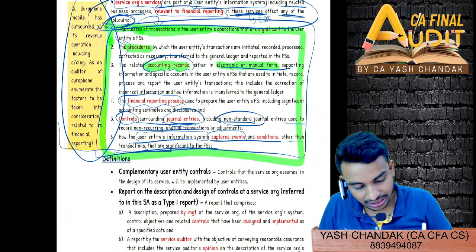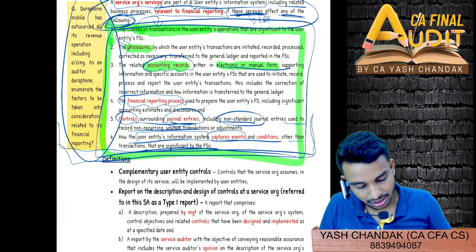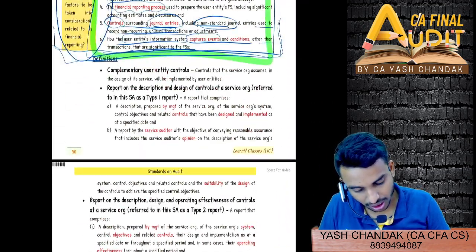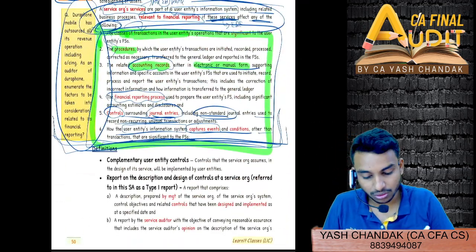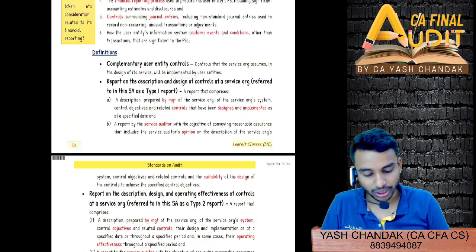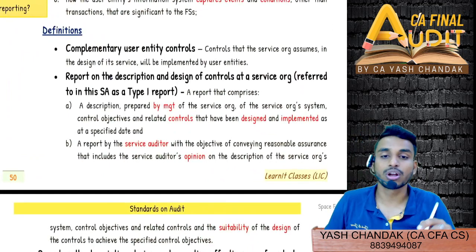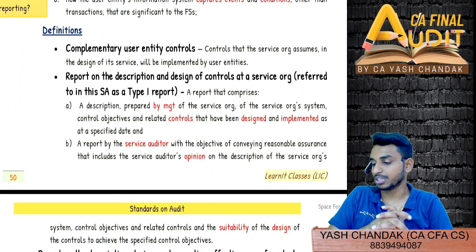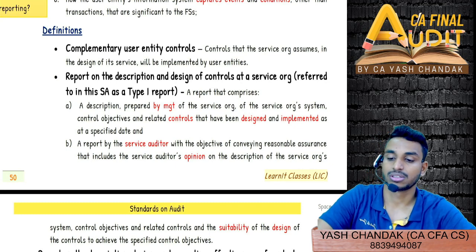So just give it a reading till here, or whatever we have done till now, just go through it once. Then we'll start with other reporting requirements and what all Type 1 and Type 2 reports we need to gather from the service auditor and management of the service organization.